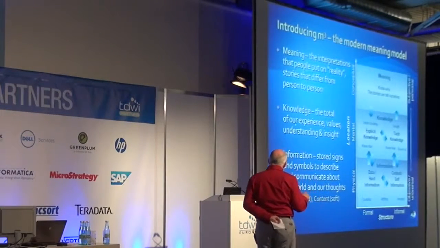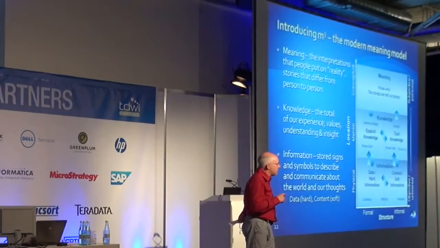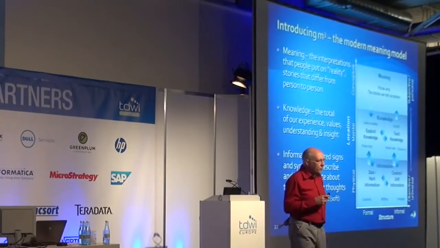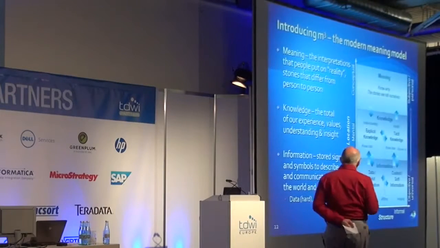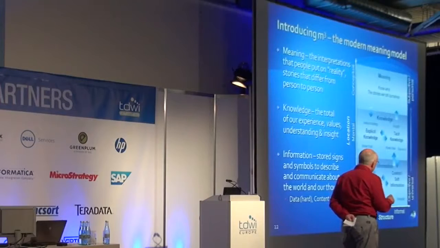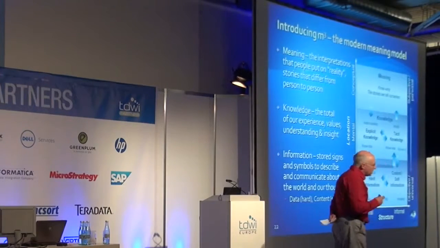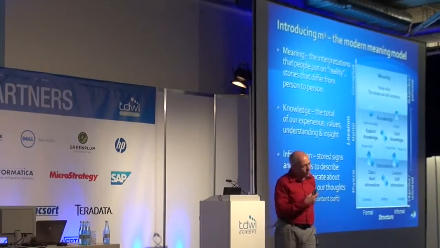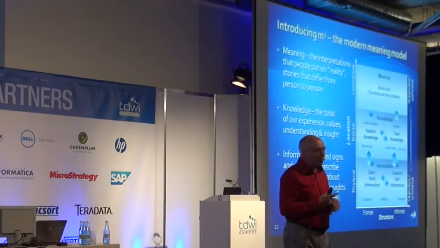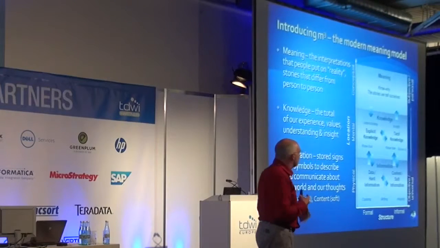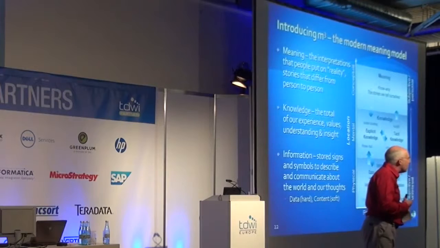Knowledge is the total set of our experience, values, understanding, and insight. And I'm sure you've come across knowledge management as being one of those topics that's been in and out of fashion over the years, and you'll see, of course, that we talk about explicit and tacit knowledge. Explicit knowledge is stuff that we can actually formalize and somehow communicate in a written form or in a particularly structured way. Tacit knowledge is our know-how and know-all.